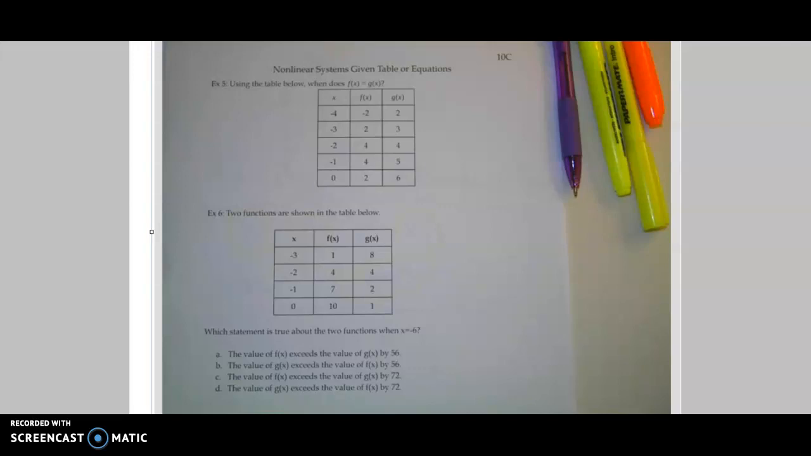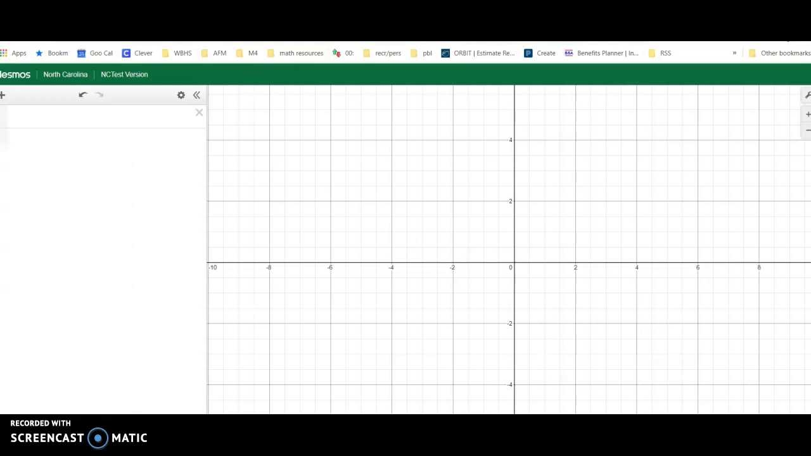This is the second page. Again, you can pause it and copy it if you like. Most of this lesson, we're going to be working here on Desmos. So I just want to go over a couple of quick things about Desmos so that you understand the basics. If you go up here and you press plus and you hit this, you can add an equation. You can write y equals 3x plus 2.